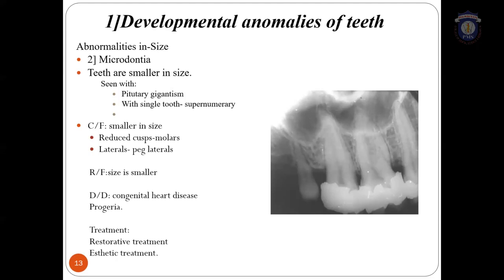So, in molars, you will see reduced cusps. In lateral incisors, you will see peg-shaped laterals. Differential diagnosis includes congenital heart disease and progeria. You can use restorative treatment to correct it, or veneering or other aesthetic treatments.